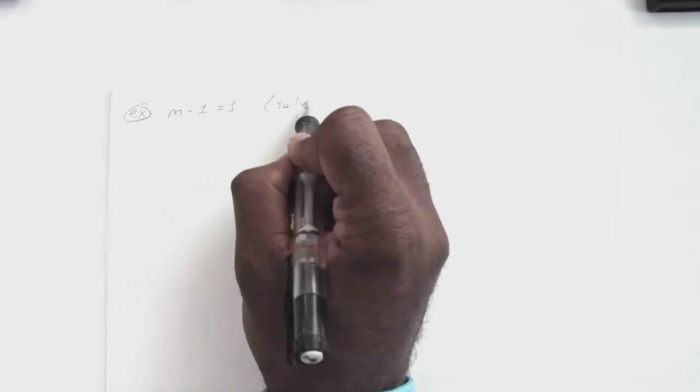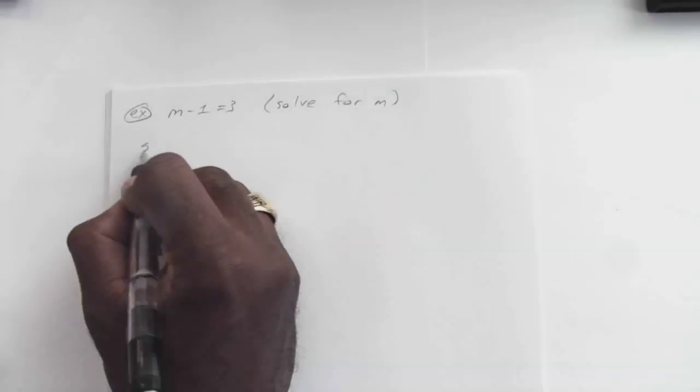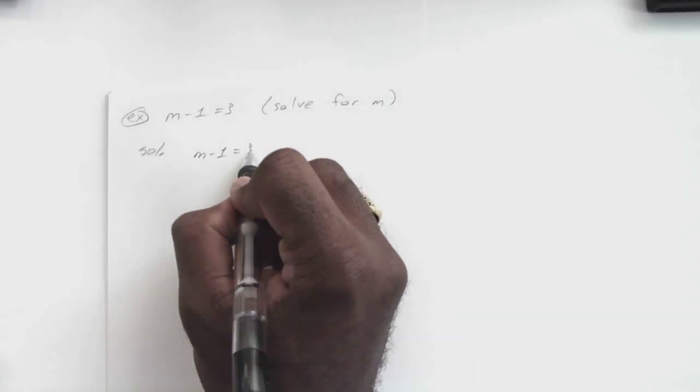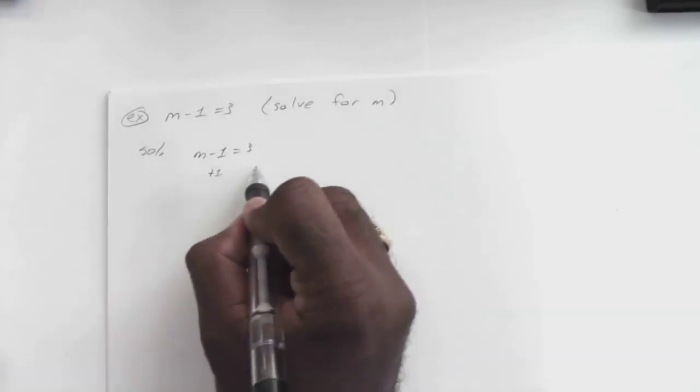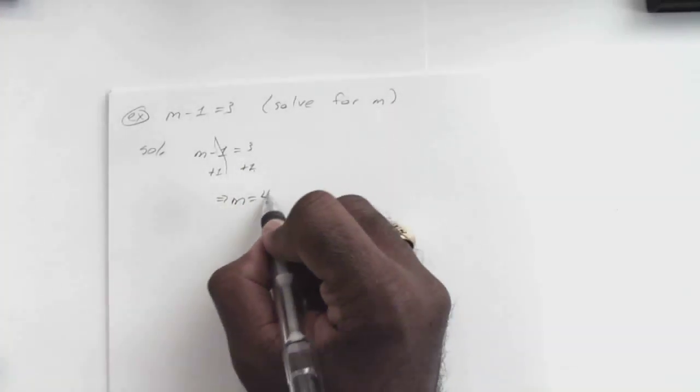All right, so let's say, for example, you have m minus 1 equals 3, and we wanted to solve for m. We always know we have to do the opposite. So for m minus 1 equals 3, we add 1 to both sides, where those two cancel out. So m will equal 3 plus 1, which is 4.